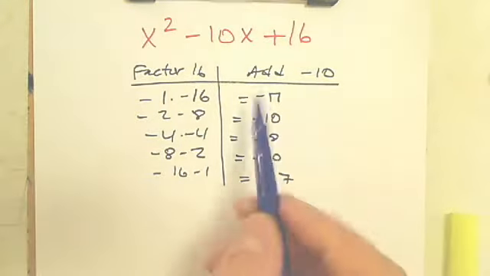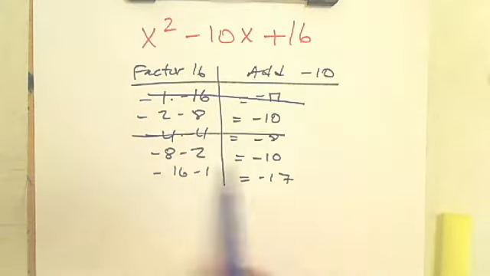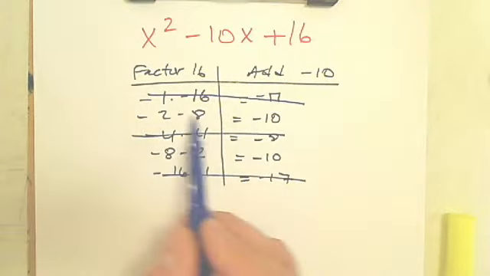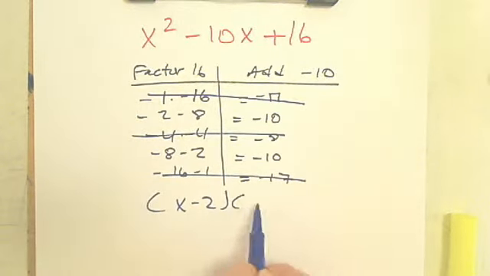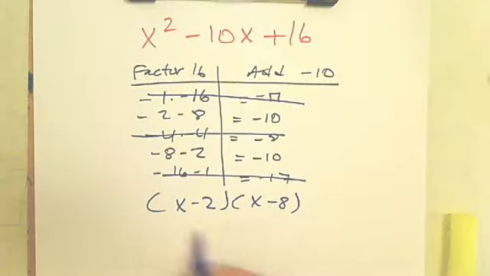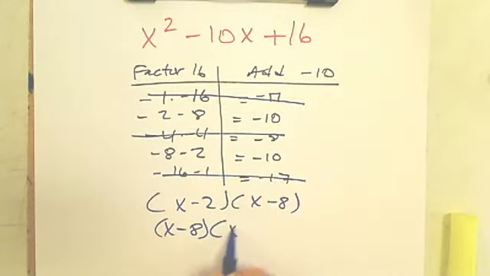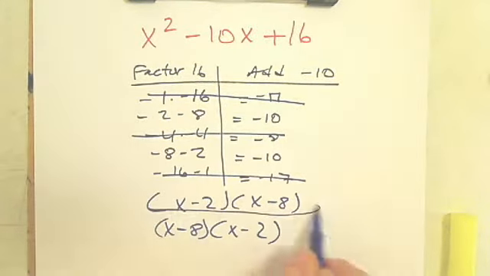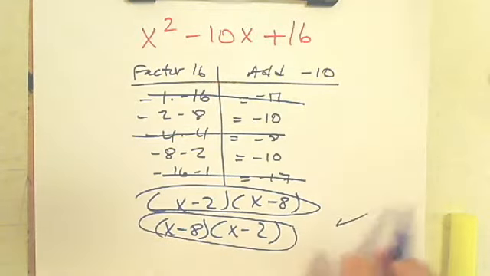Okay, so I can cross off the ones I do not need. I don't need this one, or this one. So my possible answers are x minus 2, x minus 8, or x minus 8, x minus 2. It does not matter. They are both correct.